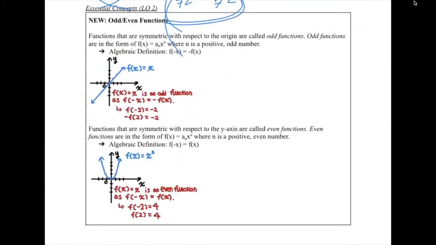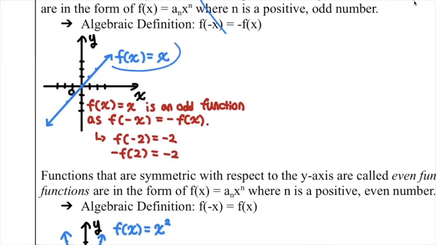Now let's look at our last LO, odd and even functions. The functions that are symmetric with respect to the origin are called odd functions. Odd functions are in the form of f of x is equal to ax to the power of n, where n is a positive odd number. So for instance, f of x is equal to x. This is also written as x to the power of 1. Because 1 is an odd number, this function is an odd function.